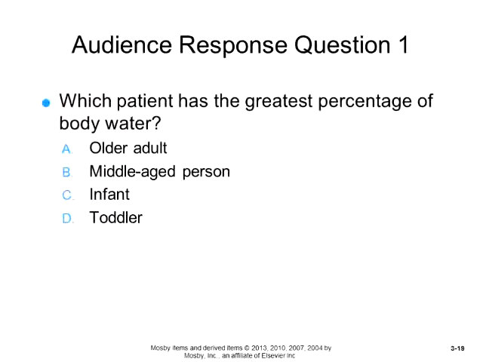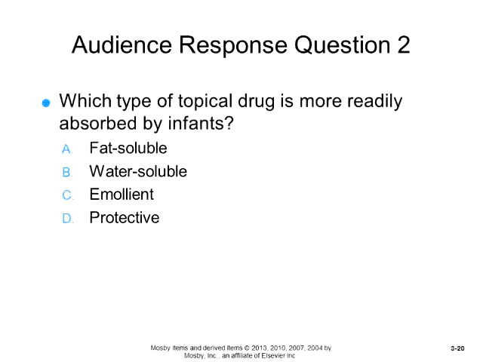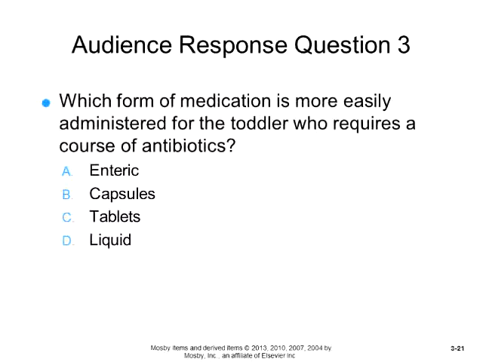All right, so here are some questions. Which patient has the greatest percentage of body water? A, B, C, or D? The answer is C. Next question. Which type of topical drug is more readily absorbed by infants? Fat-soluble, water-soluble, emollient, or protective? Again, the answer is B, water-soluble, because they have a higher water content.